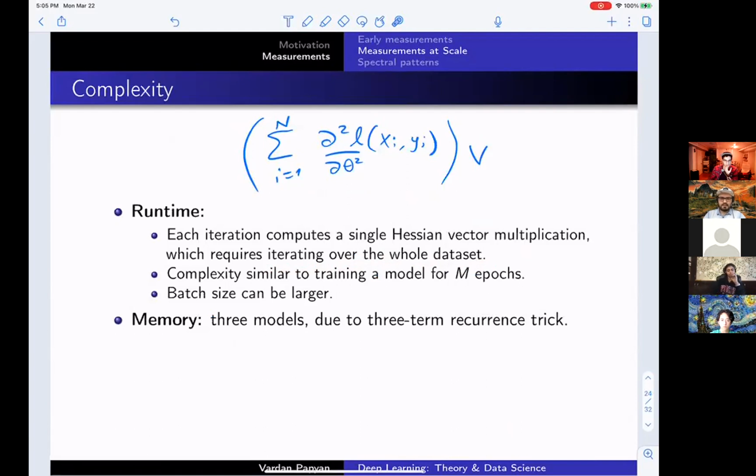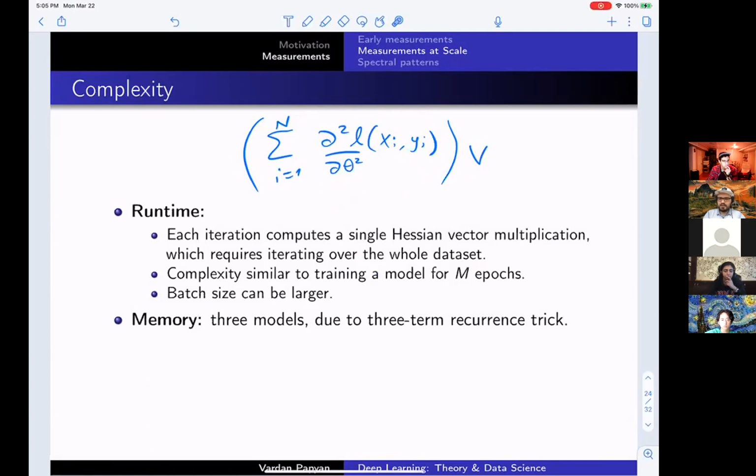In general, you think of matrix vector multiplication as something that's very simple to do. But in the present case, your matrix is a summation of a bunch of matrices. So you need to iterate over the whole data set just to do one matrix vector multiplication.